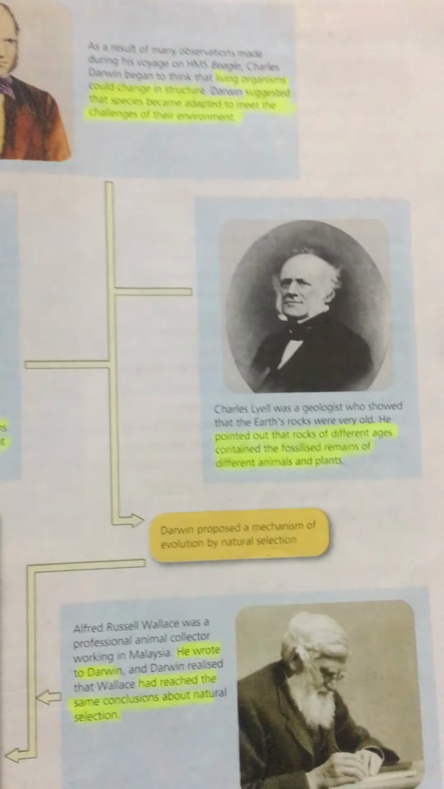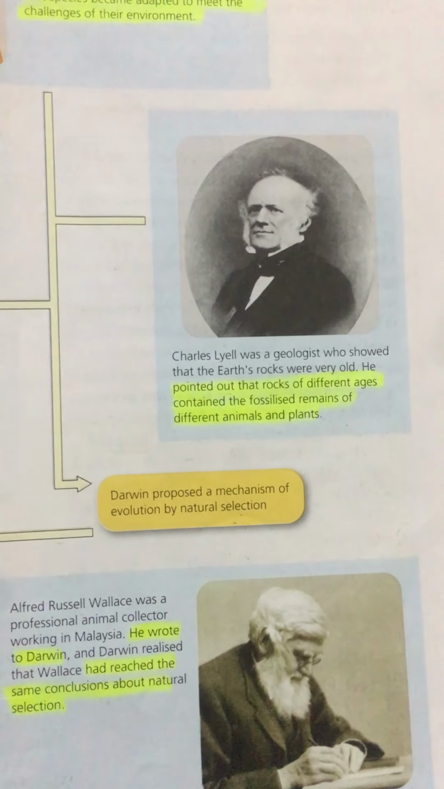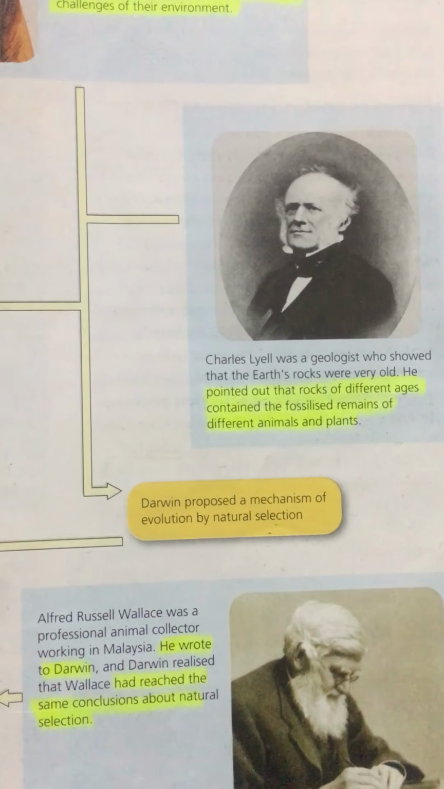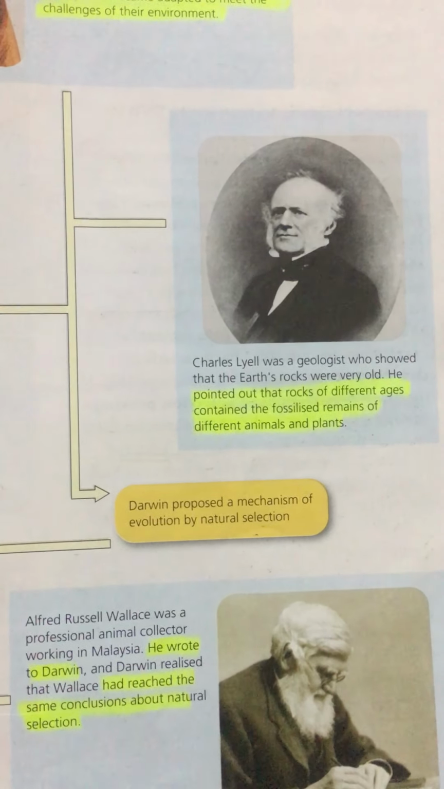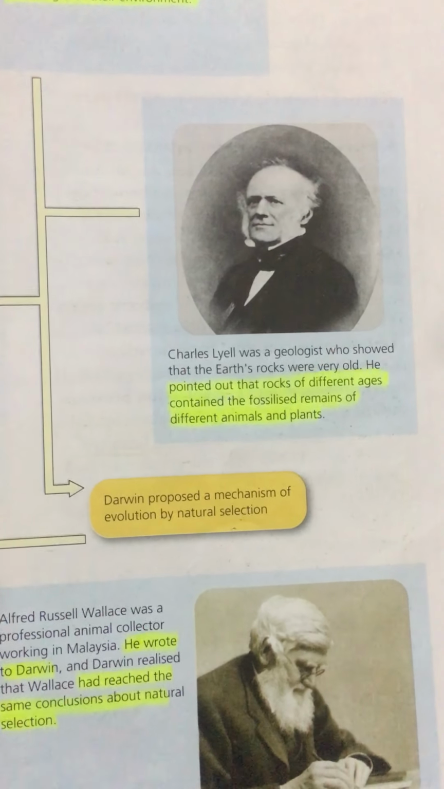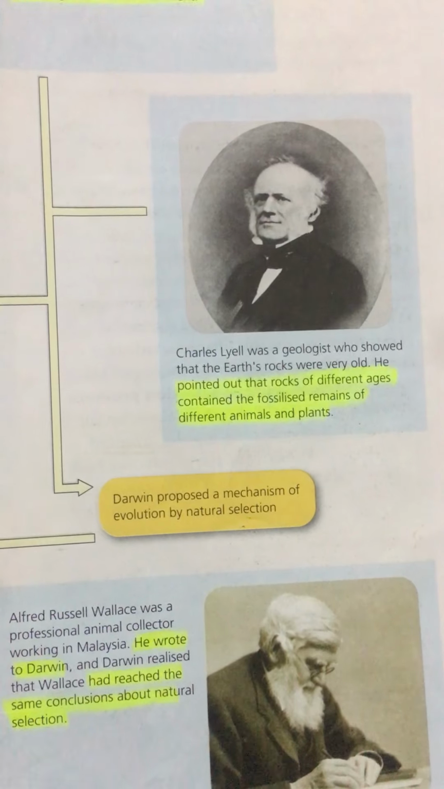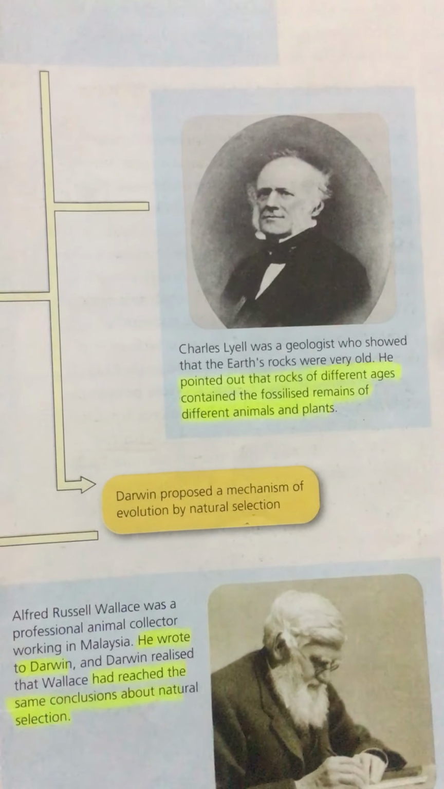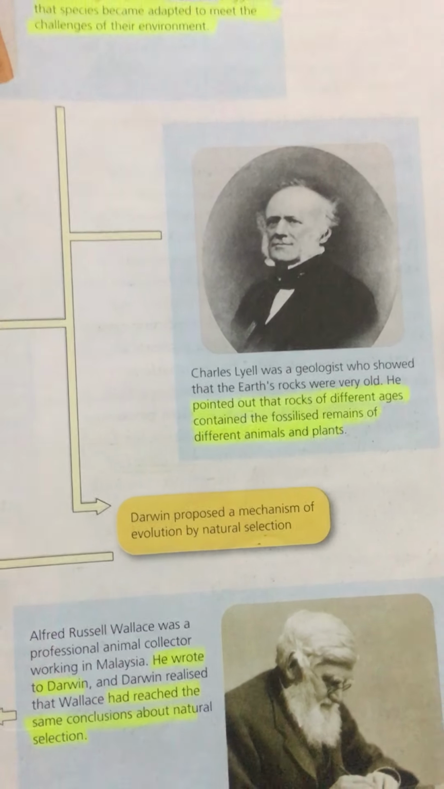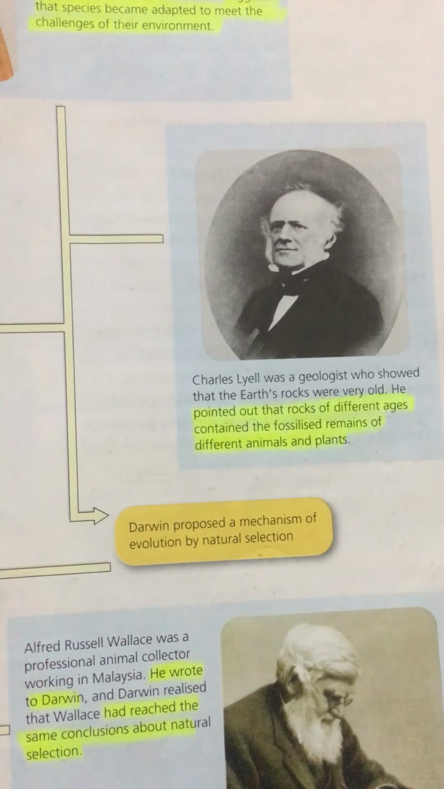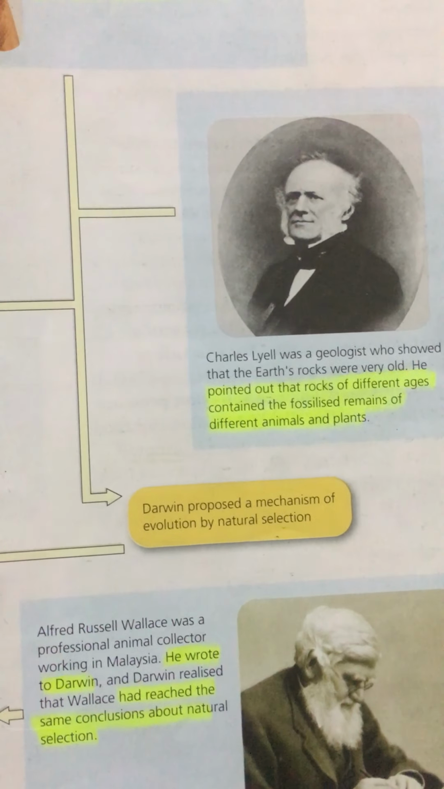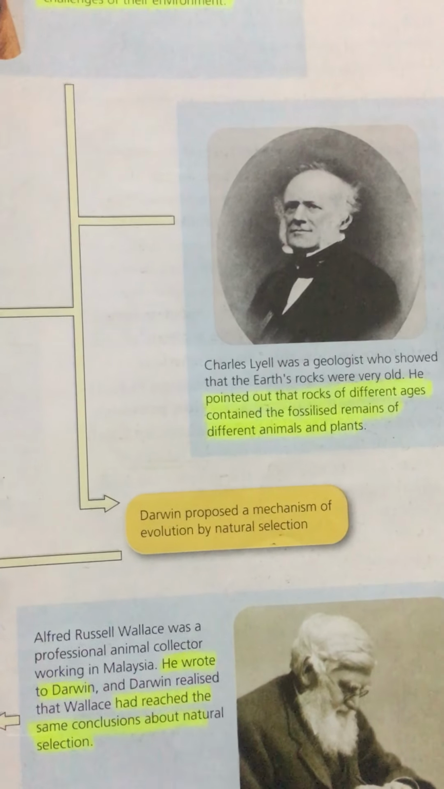Then he used Charles Lyell's ideas. Who is Charles Lyell? Actually, he was a geologist. He pointed out that rocks of different ages contained the fossilized remains of different animals and plants. Darwin used this idea to support his theory.